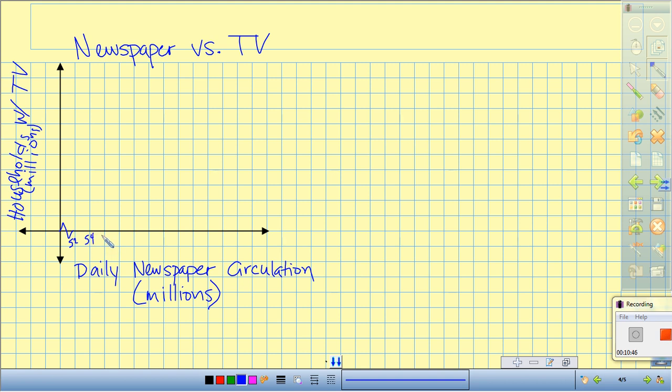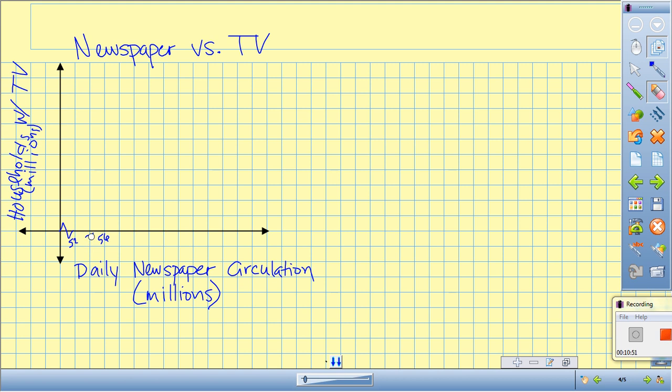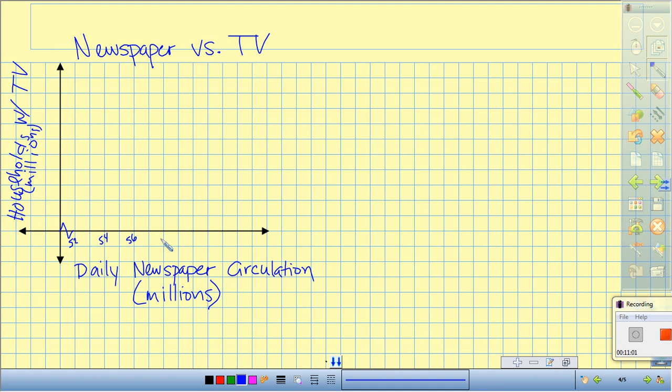54, 56, you know what? I'm going to count by 1s. I don't even think we need to count by 2s. So instead of counting by 2s, let's count by 1s. 52, this would be 53, 54, 55, 56, 57, 58, 59, 60, 61, 62. So we had plenty of space to count by 1s. You can even go one more, 64. We don't need to go that far, but you certainly can.